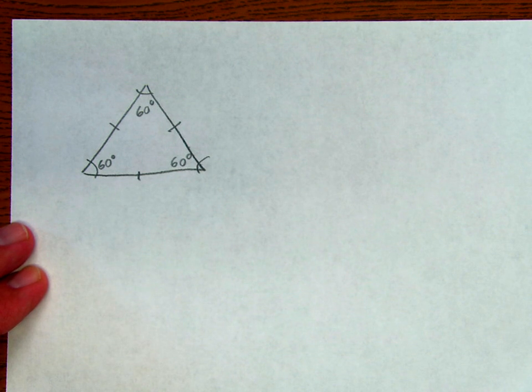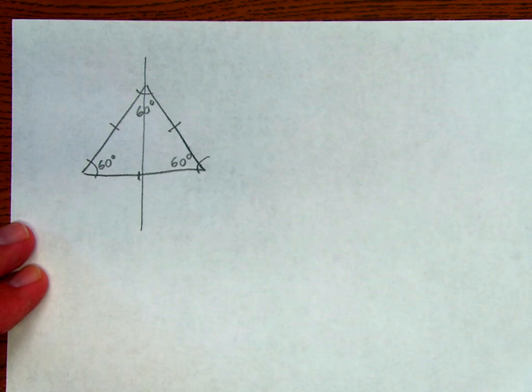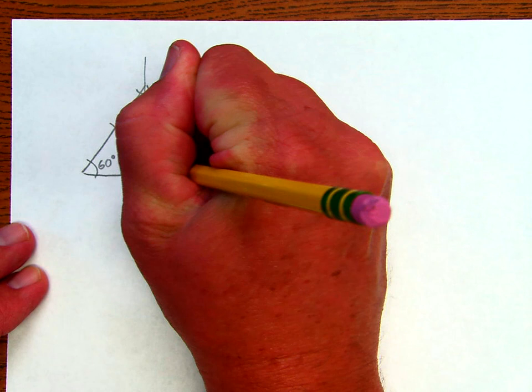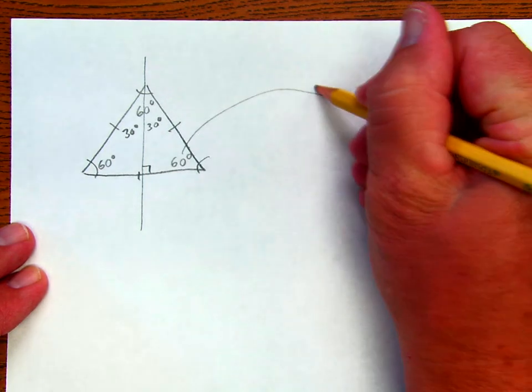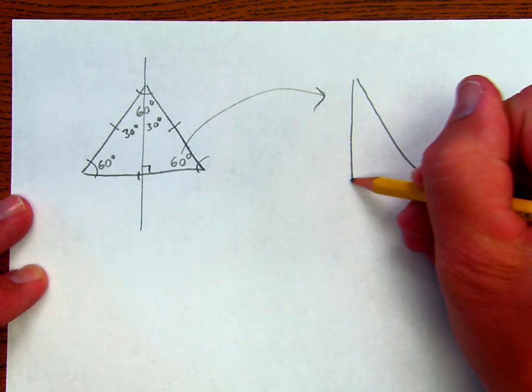Similar to what I did for the previous derivation, I'm going to split it in half this way. I'm going to split it in half, but in a different way than the square was. So due to the symmetry, we know that that's going to be 30, that's going to be 30, and that'll be a right angle. So I'm going to pull this out, and get rid of the extra stuff that we don't need to see.